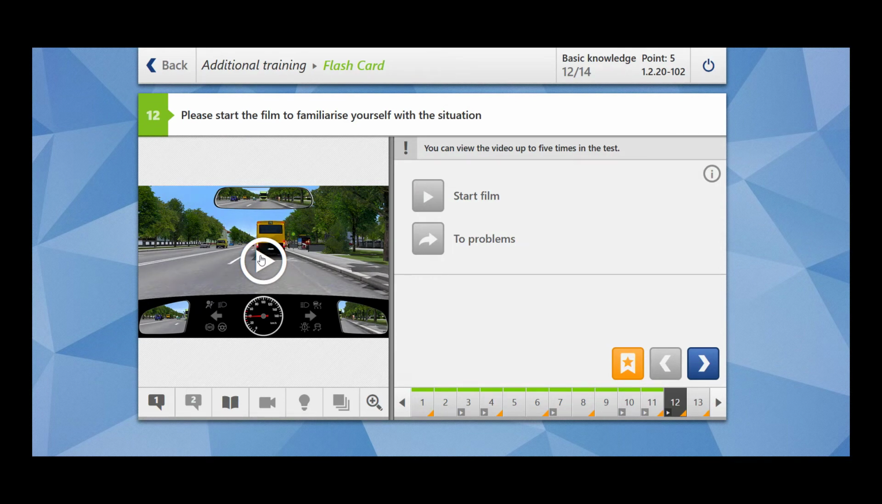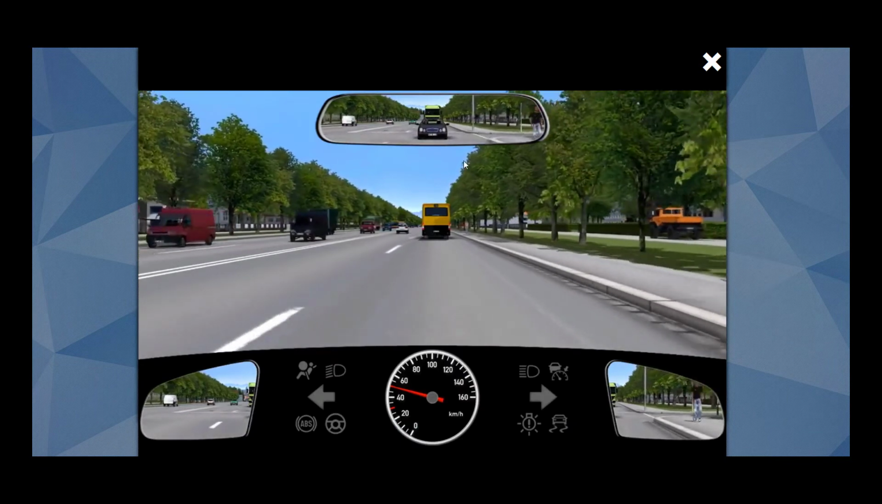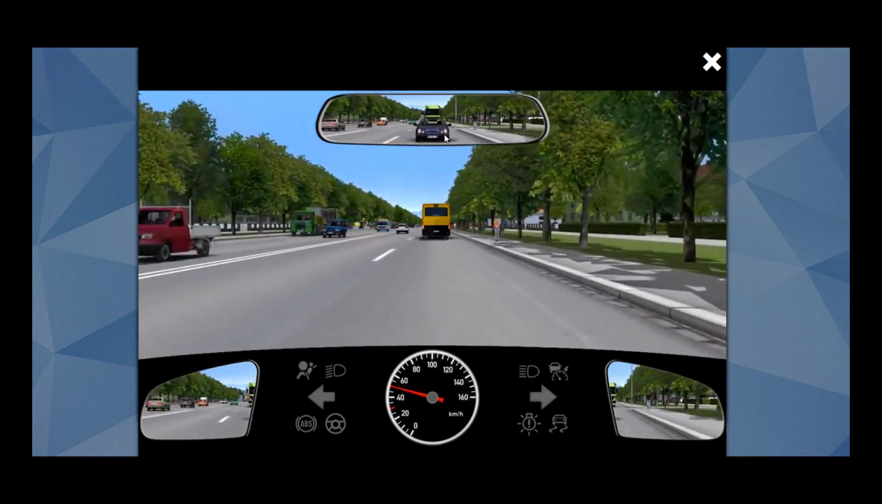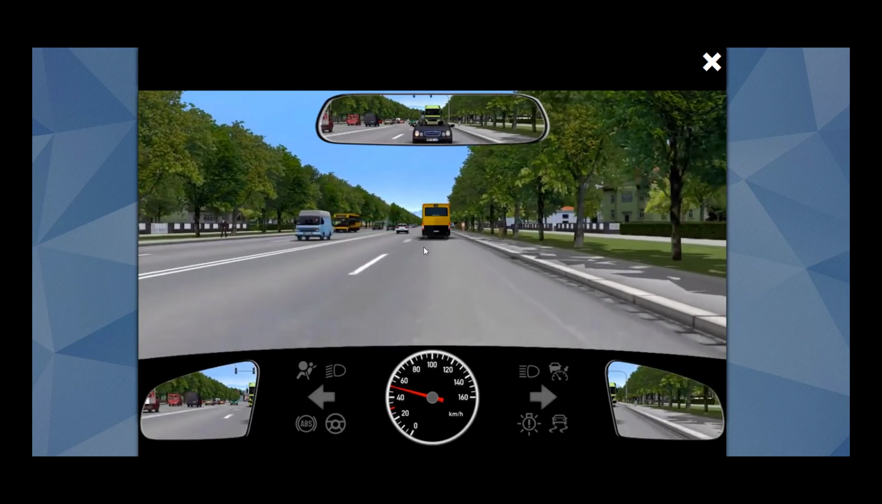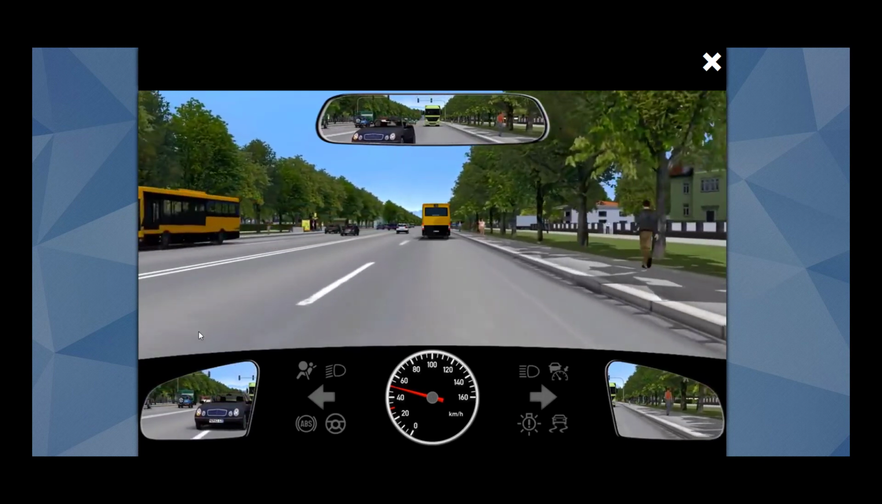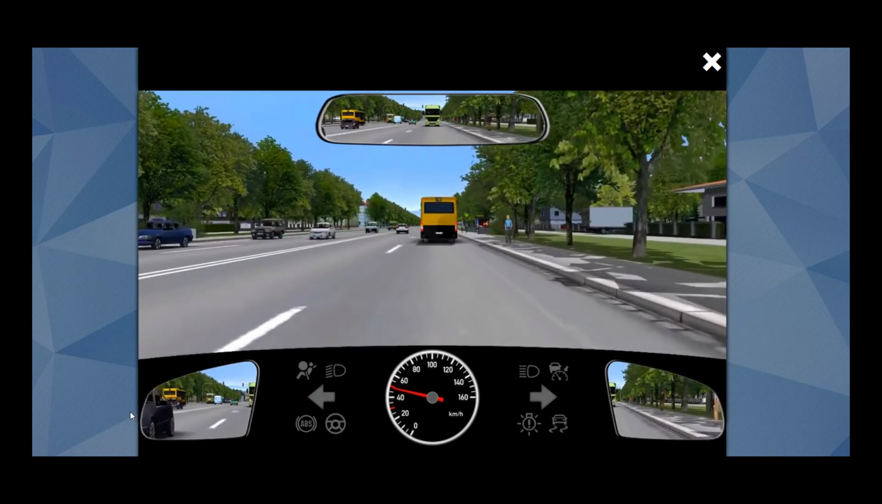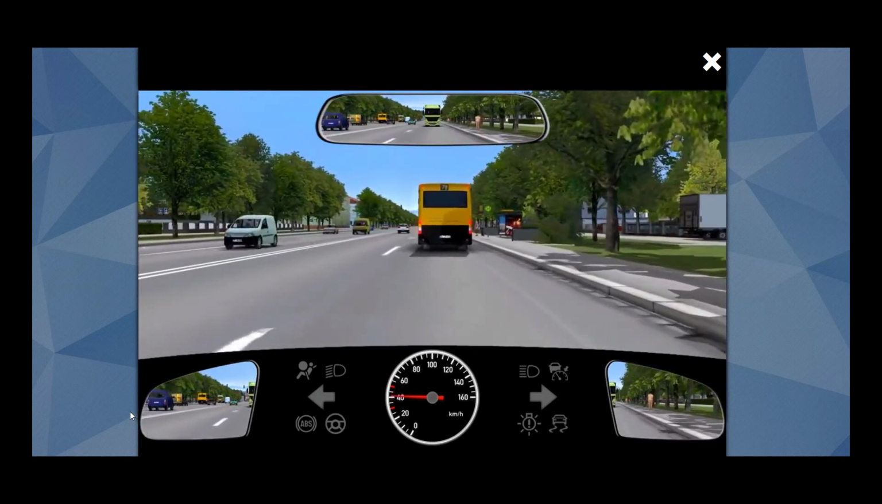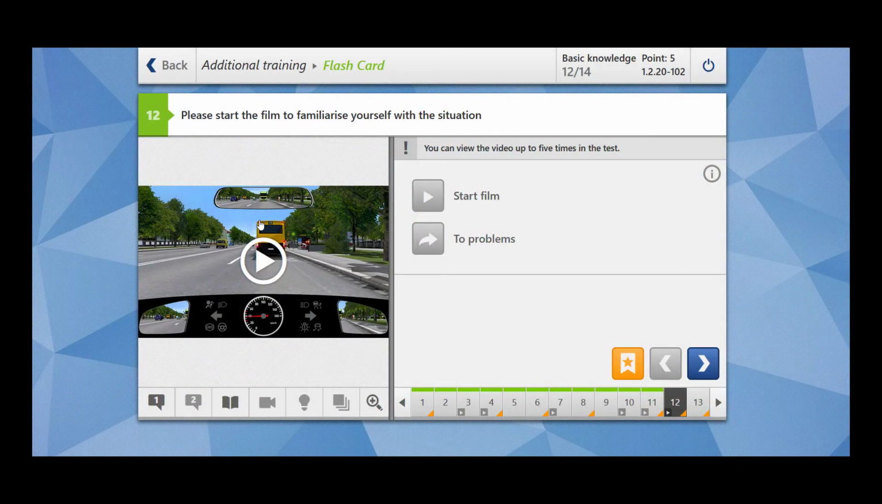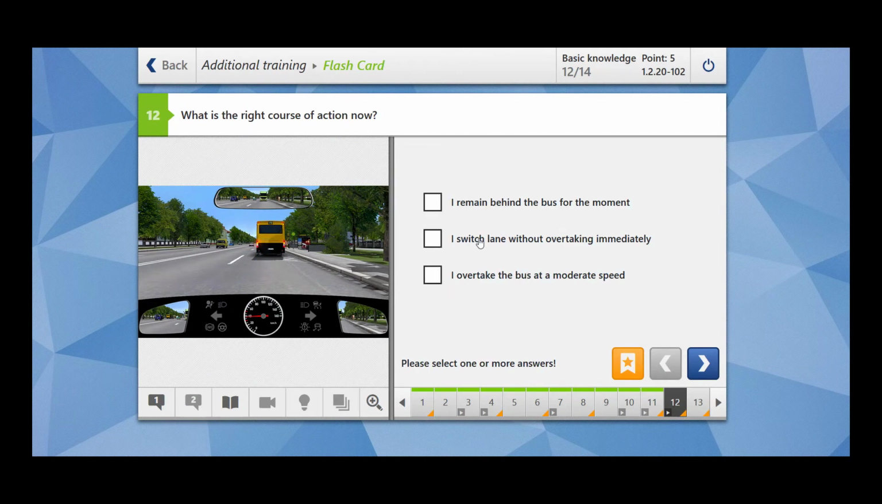Let's play it once again. You see this gray car behind us. It has given the indicator and now it is going out from the view of the side mirror. Moreover, most probably it's in the blind spot and there is a bus in front of us. And it has all the warning lights switched on. Two problems. What's the right course of action now?